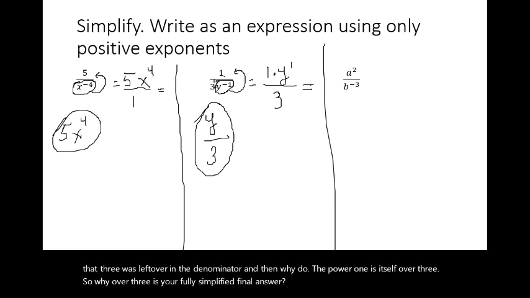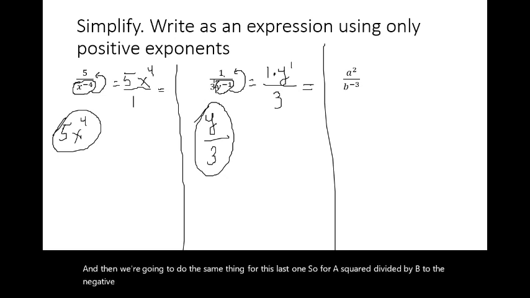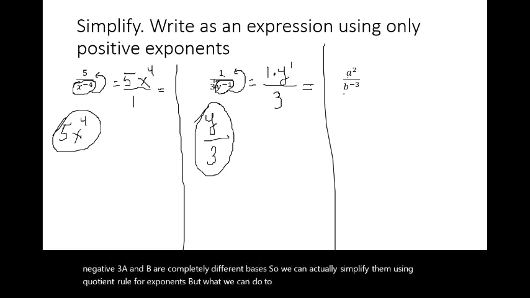And then we're going to do the same thing for this last one. So for a squared divided by b to the negative 3, a and b are completely different bases, so we can't actually simplify them using the quotient rule for exponents. But what we can do is make sure that our answer only contains positive exponents.